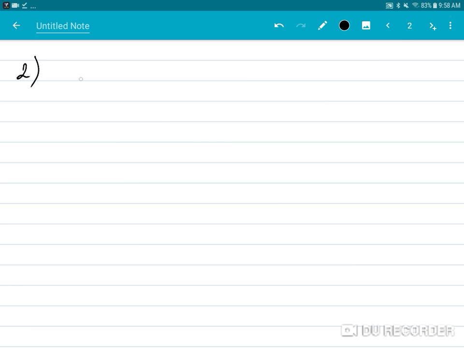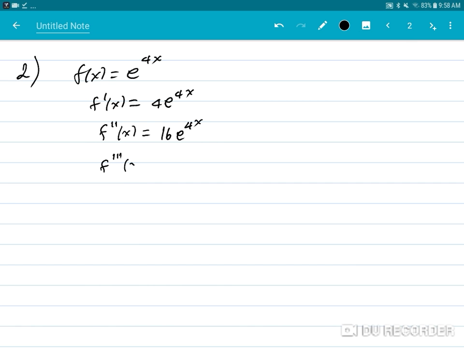In this version, I have f of x equals e to the power of 4x, and it asks us for f prime of x, which is 4 e to the power of 4x. F double prime of x is 16 e to the power of 4x. F triple prime of x is 4 cubed e to the power of 4x. And the fourth derivative of x is 4 to the fourth times e to the power of 4x.